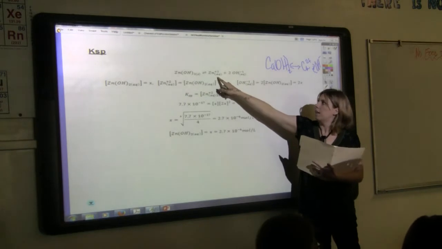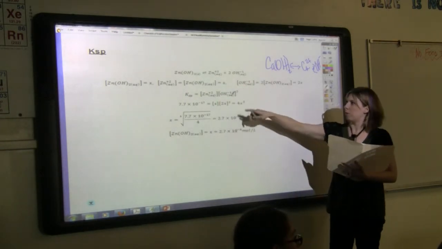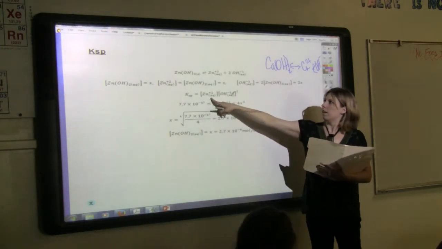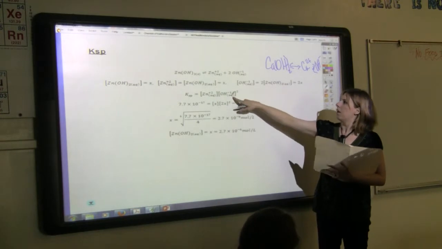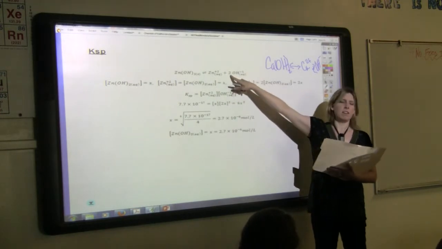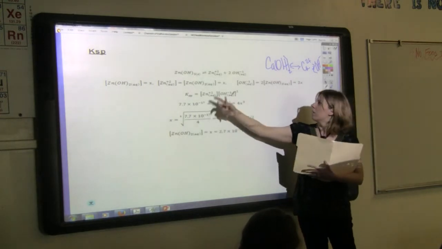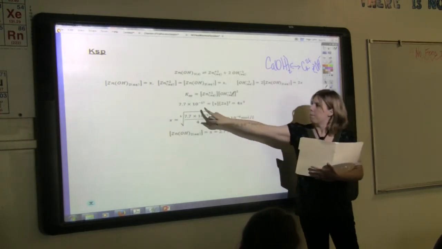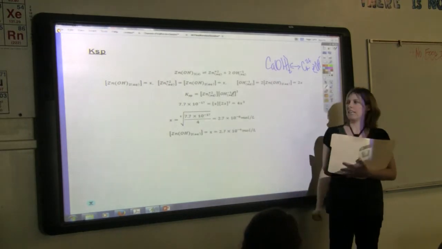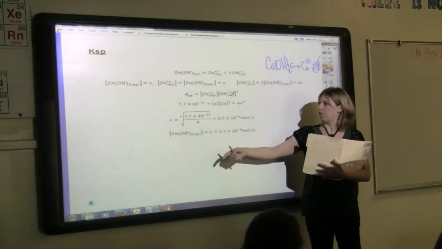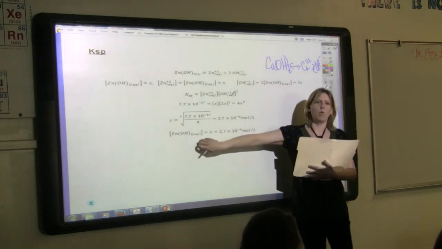When you do that, in the case of this, to do the Ksp expression, it's just going to be zinc, and it has no coefficient, so it's not going to be raised to any power. OH is going to be raised to the second power. Now when we plug in numbers, in this case they told us that the Ksp is 7.7 times 10 to the negative 17. So we're looking actually for the concentration of what dissociated.